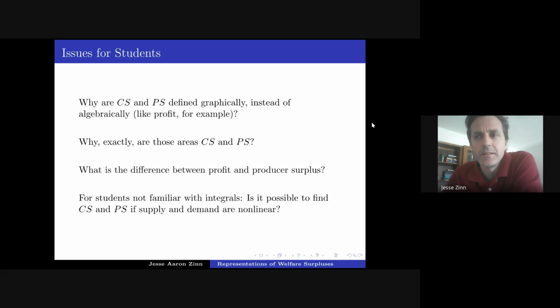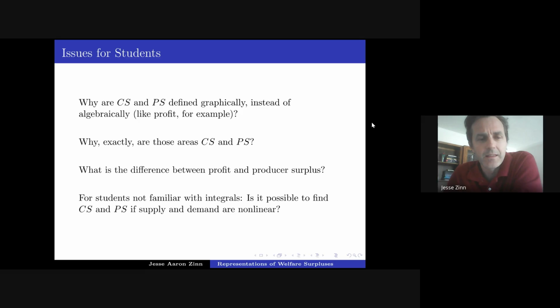Another issue: what is the difference between profit and producer surplus? We emphasize producer surplus anytime we're looking at a supply and demand graph, but in other circumstances we're looking at profit. Students might wonder, we're assuming that all these firms, businesses, suppliers are profit maximizing, so why do we care about producer surplus? What is the difference between the two? Are they just the same thing?